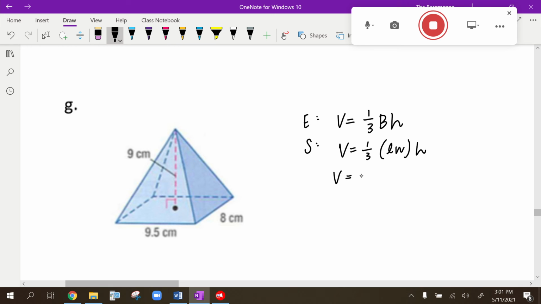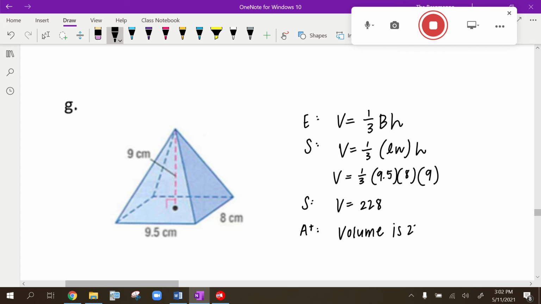So I can substitute in my numbers. Length times width, I have 9.5 times 8. The height of this pyramid is 9 centimeters. Solve it. Volume is already by itself, so you can go ahead and plug this in. That gives me 228 exactly. So my answer should be the volume of this pyramid is 228 centimeters cubed.